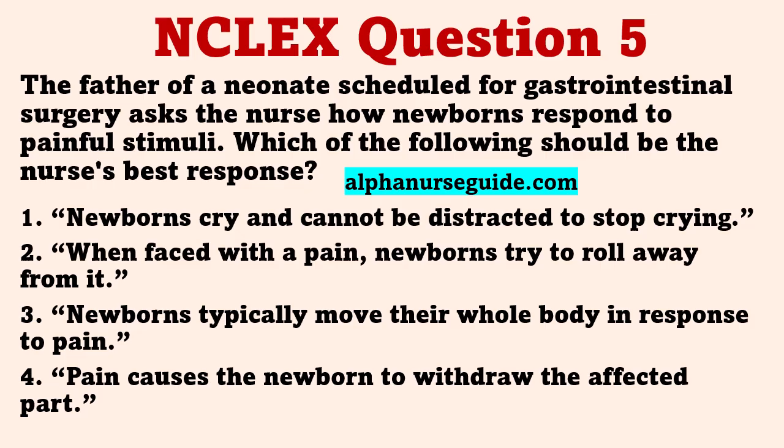The correct answer is 3. The neonate responds to pain with total body movement and brief, loud crying that ceases with distraction. After the age of 6 months, an infant reacts to pain with intense physical resistance and tries to escape by rolling away. A toddler reacts to pain by withdrawing the affected part.